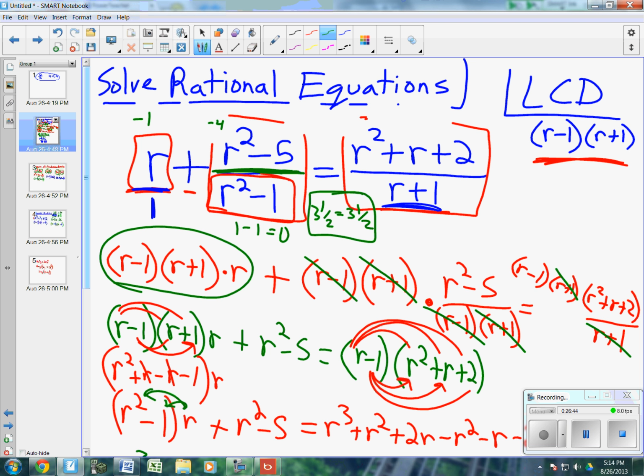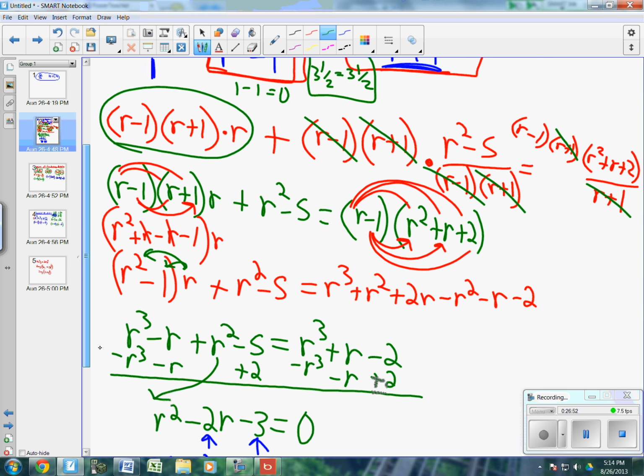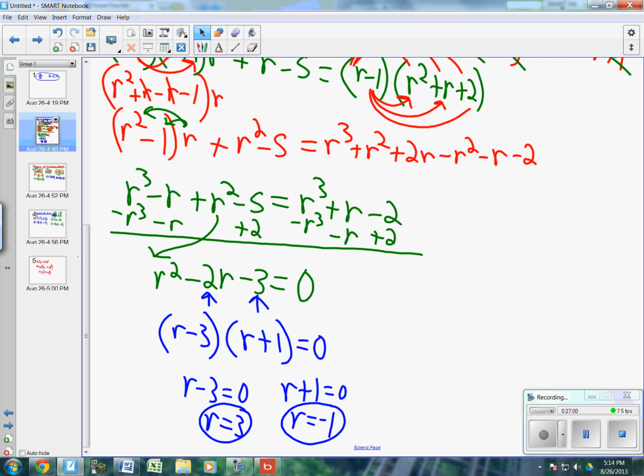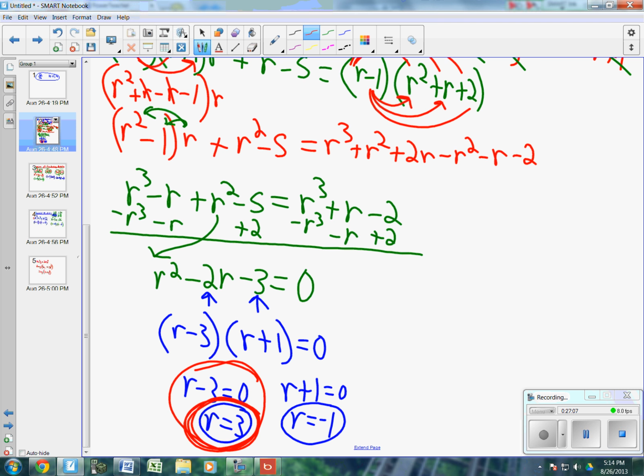And I have an undefined problem right here, and so negative 1 is not a solution because it makes the denominator 0. And in fact, it would make the denominator over here 0 as well. If I put negative 1 plus 1, that would make that 0. So we go back down. My only true solution is 3 right here. R equals 3. That's my only solution. This one right here is extraneous. So that's how you do that problem.